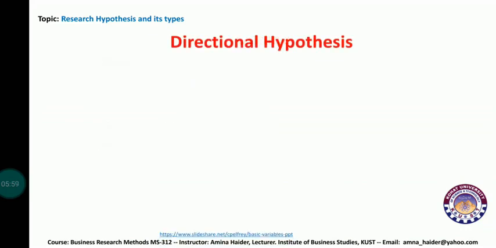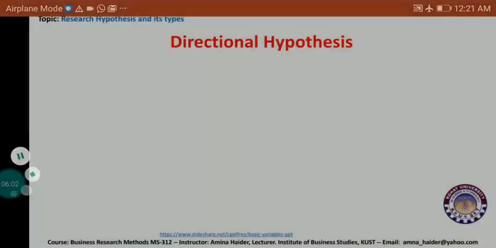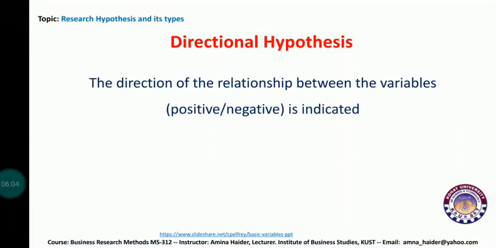So what is a directional hypothesis? The direction of relationship between the variables, positive or negative, is indicated. Directional hypotheses are those where one can predict the direction, that is the effect of one variable on another variable, as positive or negative. For example, if we say that girls perform better than boys, the word better shows the direction that is predicted.